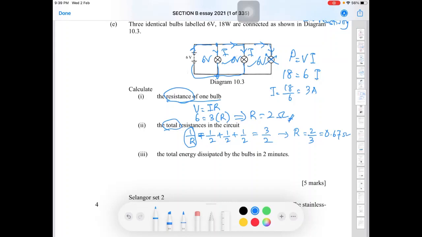Jangan lupa, you mesti guna 2 decimal point. 2, 3, 4 tak kisah. Tapi jangan guna 1 decimal point, cannot. Alright. Okay, so you dapat the total resistance in the circuit.